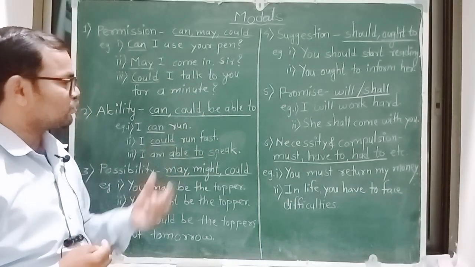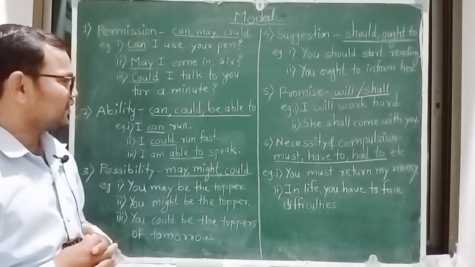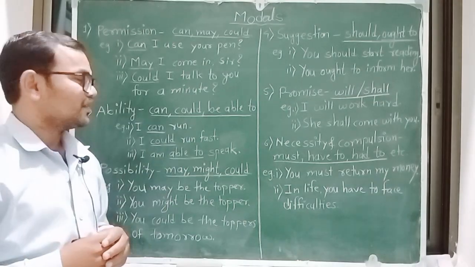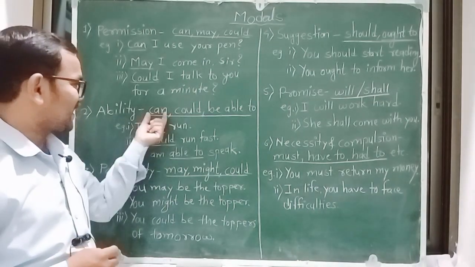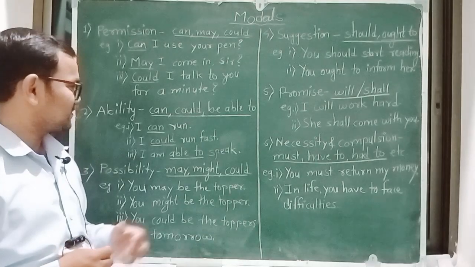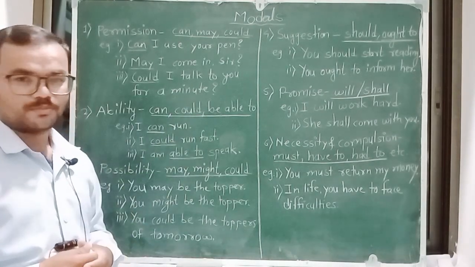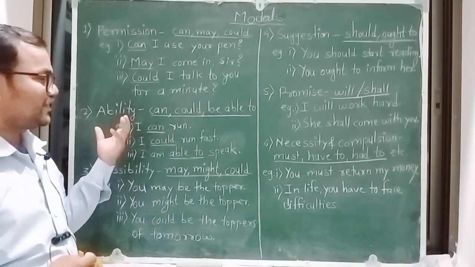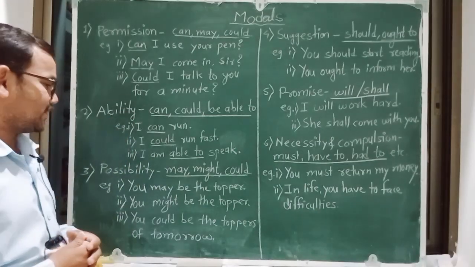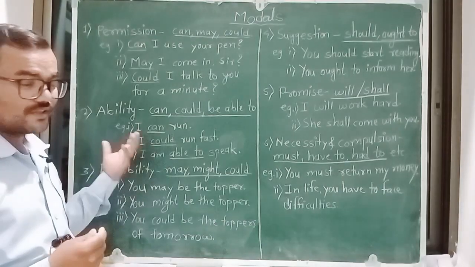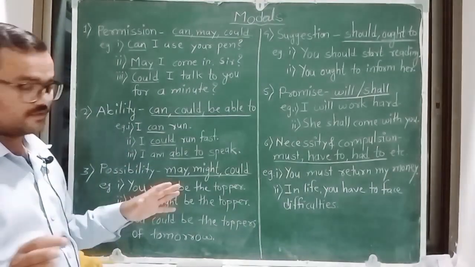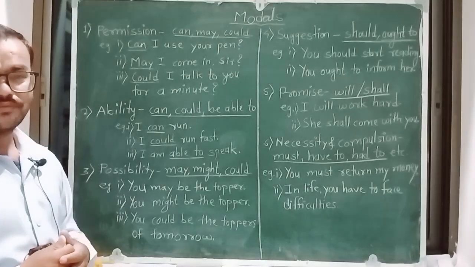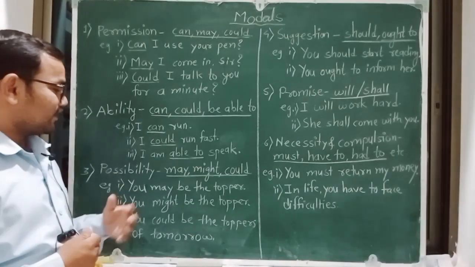Now coming to modal auxiliaries which express possibility. There are again three types: may, might, and could. These are the three modal auxiliaries which are used to express possibility. For ability we have can, could, and be able to. Again in possibility we have could, but may, might, and could are the three which express possibility.